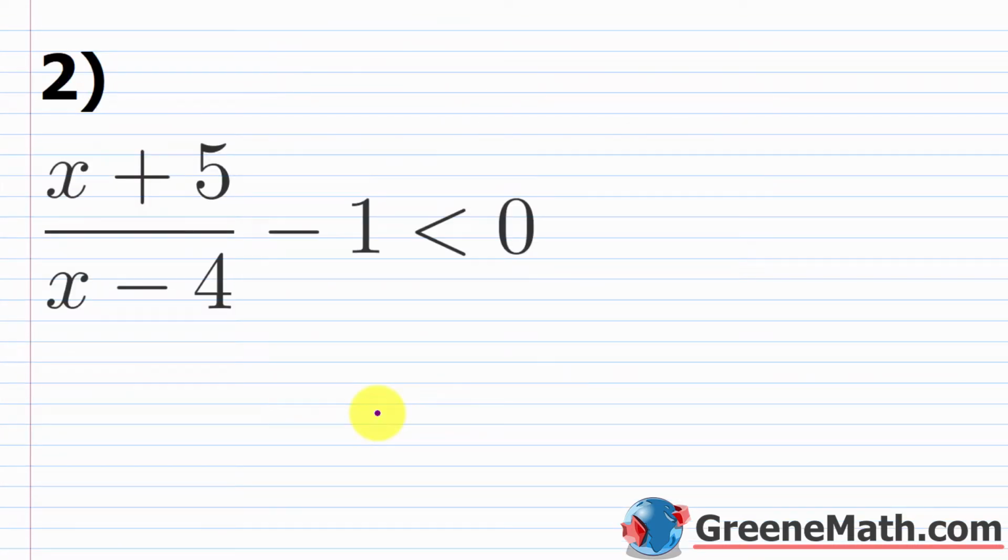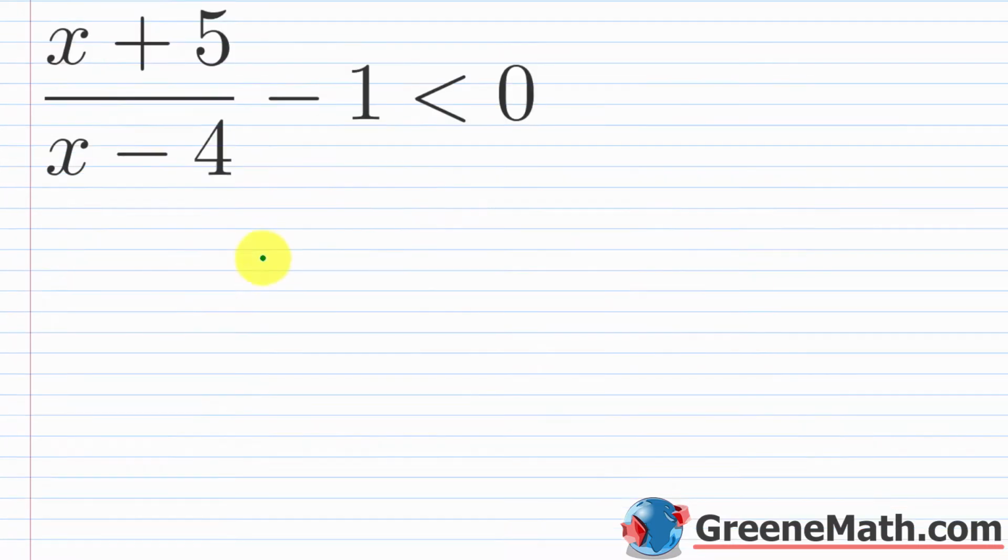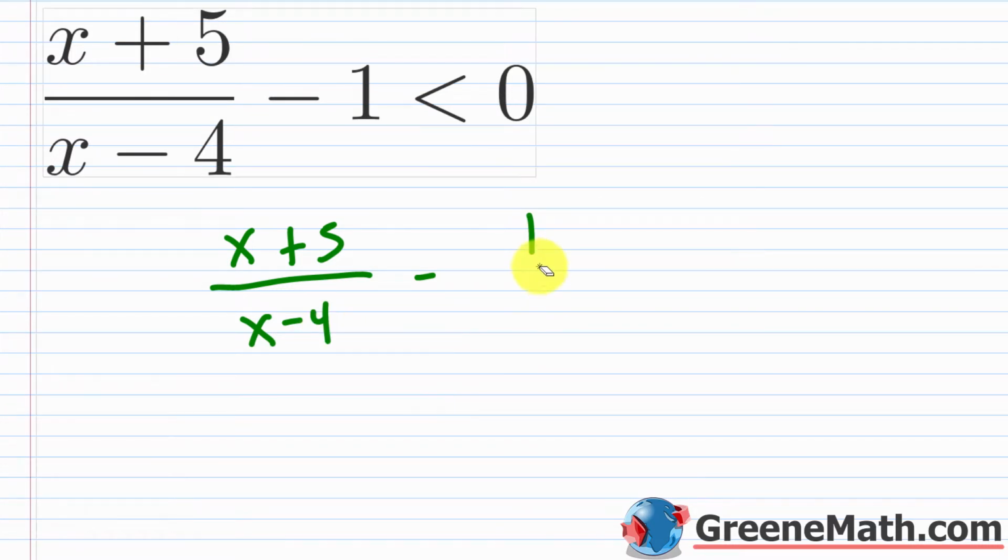All right, let's take a look at problem number 2 now. So we have x plus 5 over x minus 4, then minus 1, and this is less than 0. So again, I want to make this left-hand side here into a single rational expression. So we have x plus 5, then over x minus 4, and then minus, we have this 1. So I'm going to multiply this by x minus 4 over x minus 4. So you basically just have this x minus 4 up here over x minus 4 down here. And again, that's because 1 times anything is just itself. Then this is less than 0.